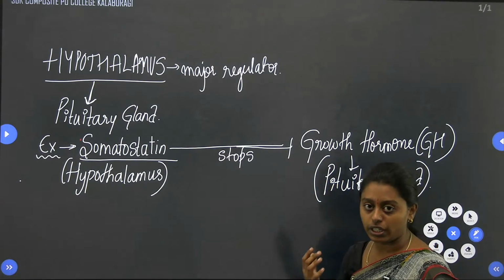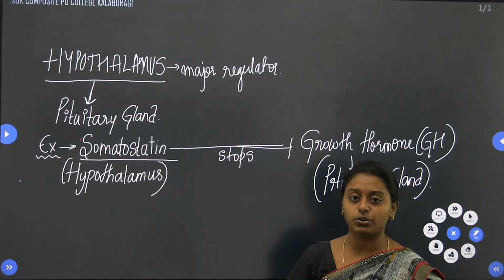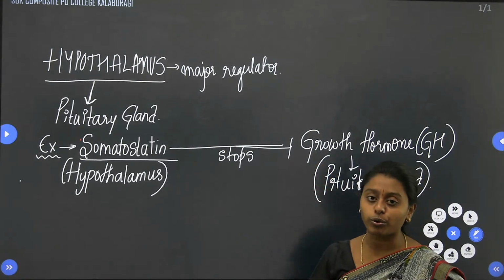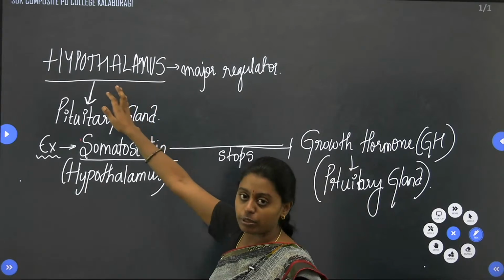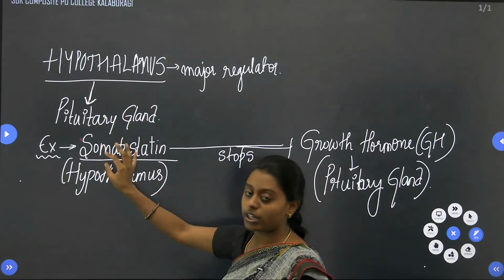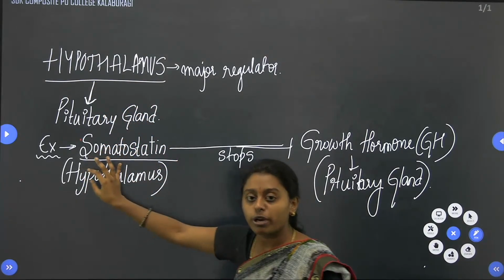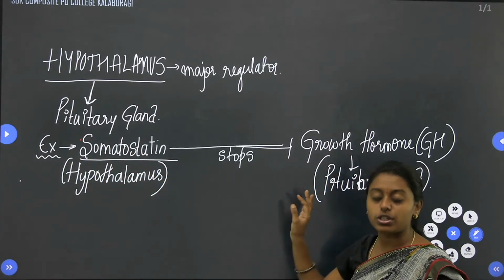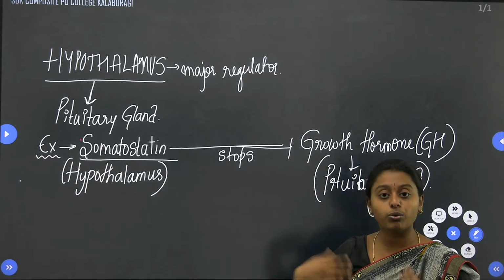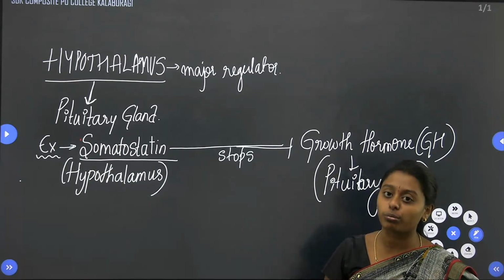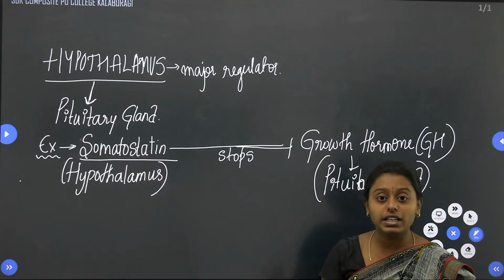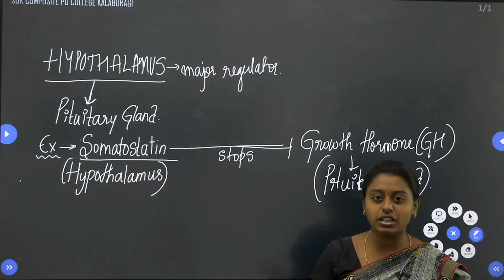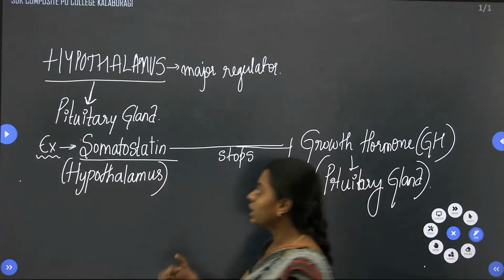Usually the anterior pituitary gland, the first part of the pituitary gland, has the ability to secrete human growth hormone. But when the hypothalamus secretes somatostatin, it reaches the pituitary gland and tells it not to secrete more growth hormone. This is how the signal is sent by the hormone within a particular region of the body.